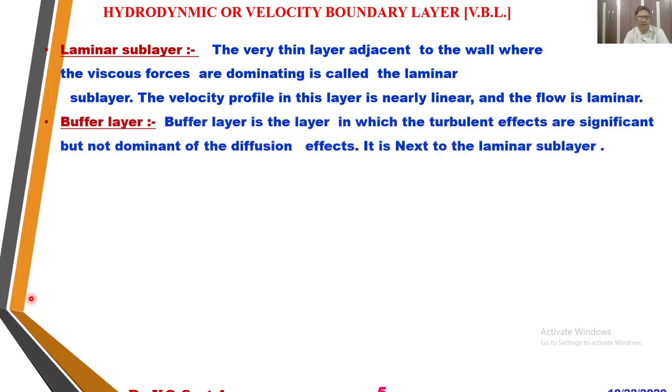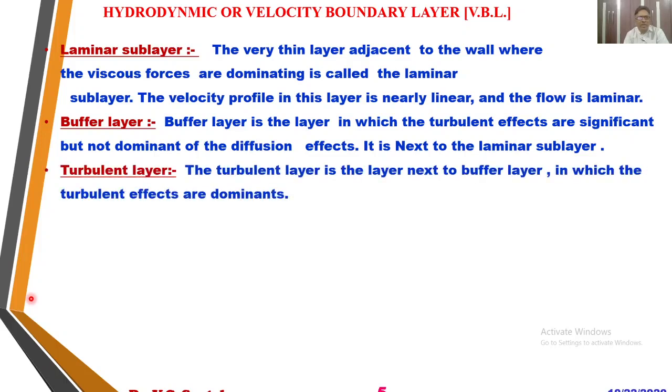Buffer layer. The buffer layer is the layer in which the turbulent effects are significant but not as dominant as the diffusion effect. It is formed next to the laminar sublayer. Then the turbulent layer. The turbulent layer is formed next to the buffer layer, in which turbulent effects are dominant, and because of which the thickness of the turbulent layer is very high.